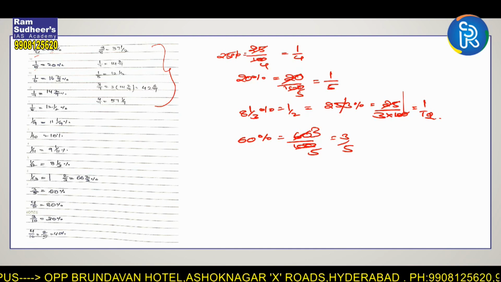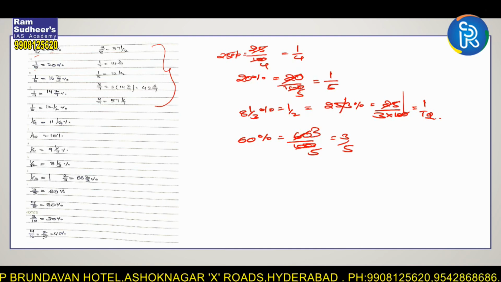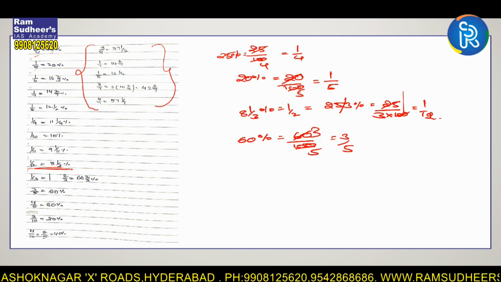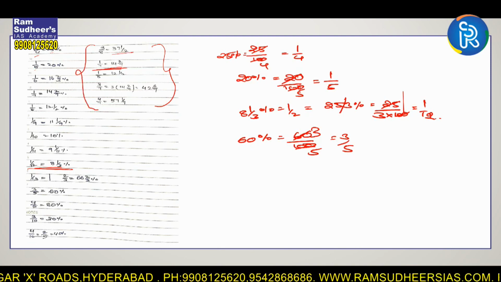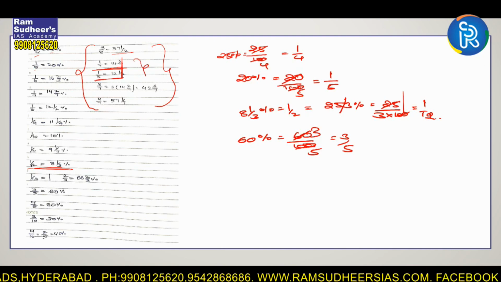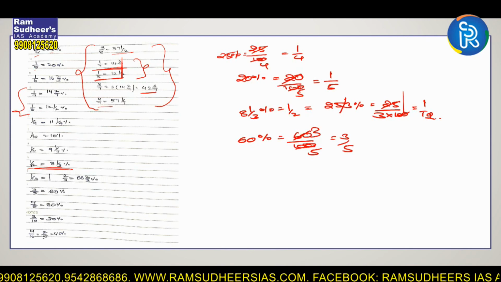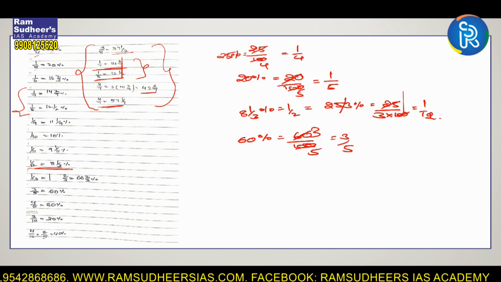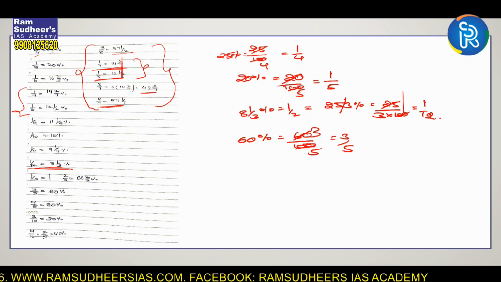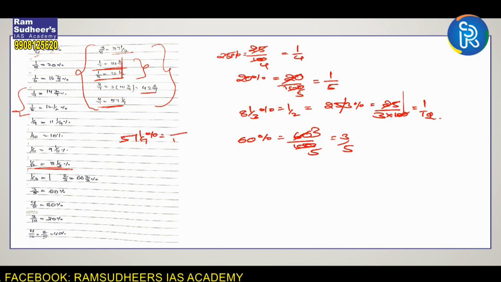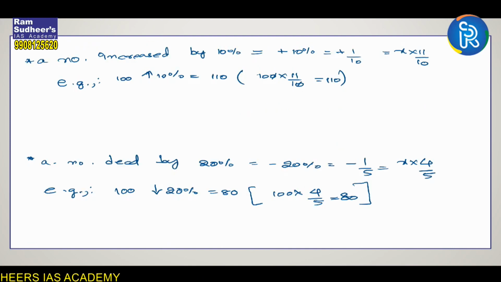If not all this, at least try to remember till 1 by 12, and then form terms like here: 3 by 8 is 37 1 by 2%, 1 by 7 is 14 2 by 7%, 1 by 8 is 12 1 by 2%. Both these are covered over here, 1 by 7 and 1 by 8. 3 by 7 is 42 6 by 7%, and 4 by 7 is 57 1 by 7%. Even if you are not able to remember this, just make sure you can derive them in the examination. 57 1 by 7 divided by 100, and then it should be 4 by 7. Moving on to the next part.